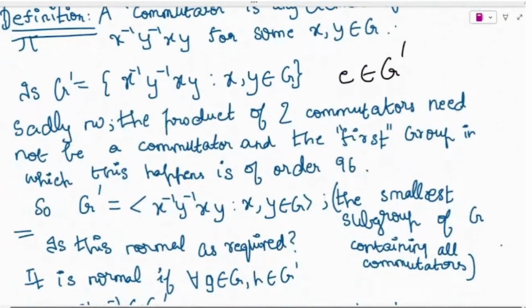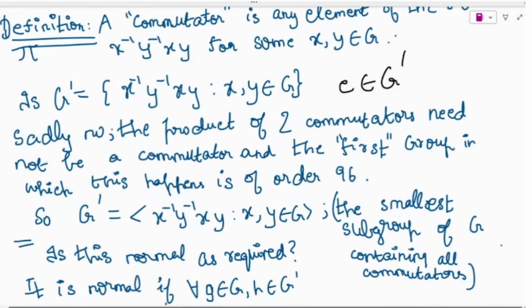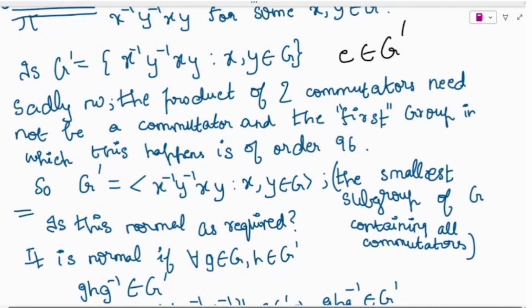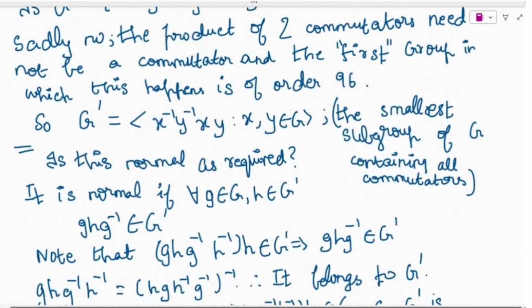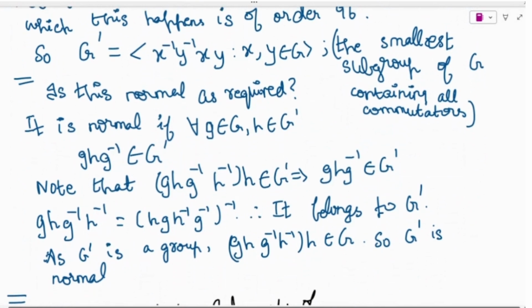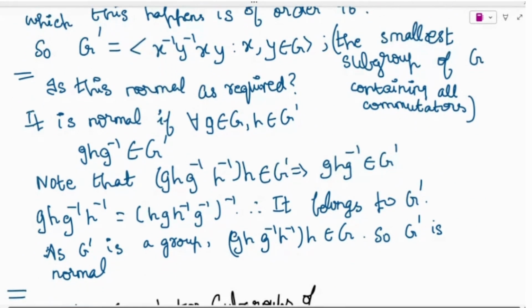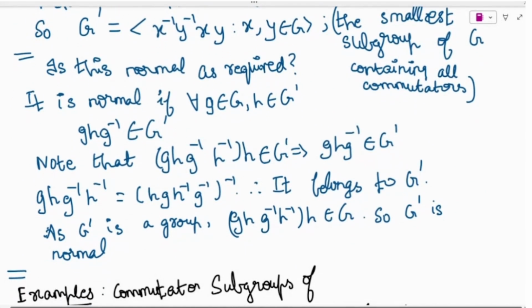That is one thing. So G dash, in addition, can have extra elements. By extra I mean whatever elements are required to make it a group. This notation is called the subgroup generated by commutators. Okay. So just to be sure, we will double check if this is normal as required, because we have just found the definition. So what is the required criterion for normality?